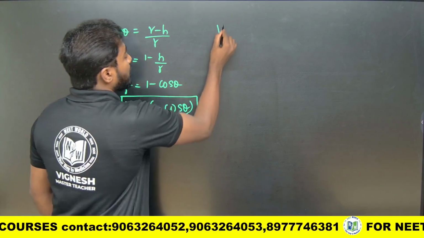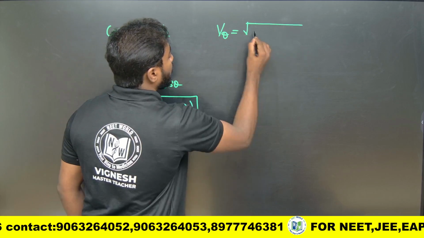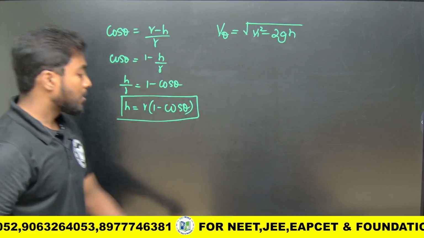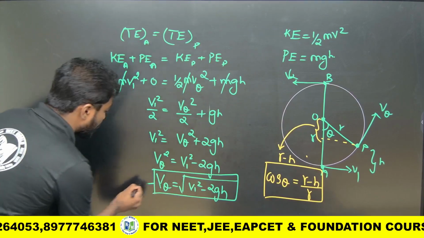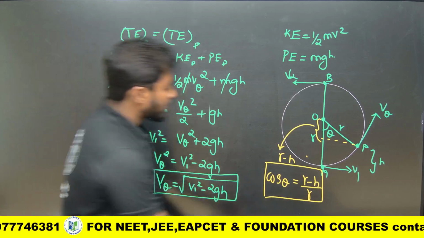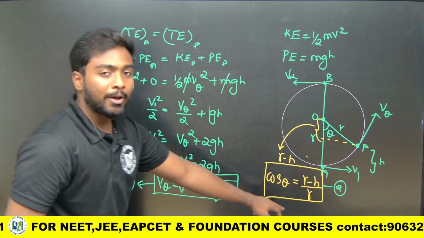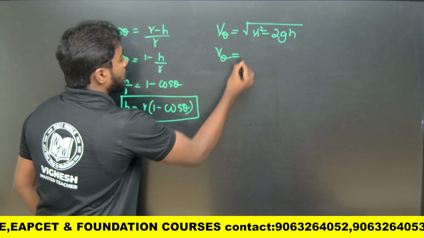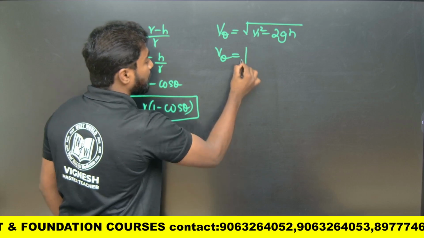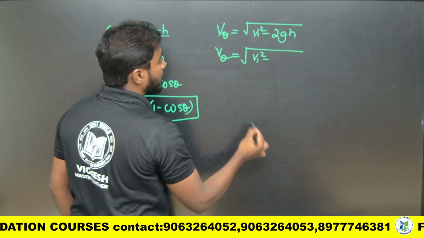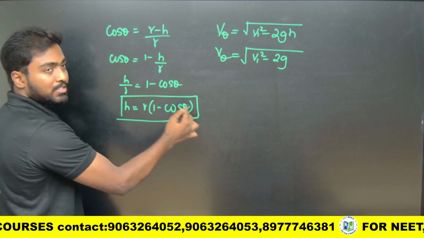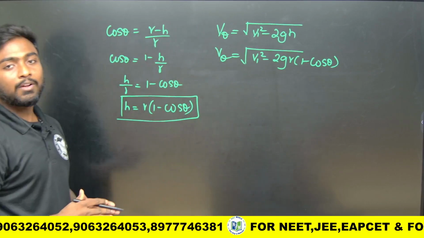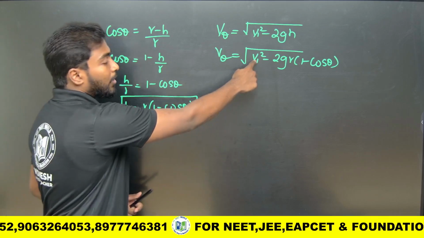We know that v theta is equal to under root of v1 square minus 2gh. Let me consider this as equation number 1, and the value of h as equation number 2. Equation 2 is substituted in equation 1, so v theta is equal to under root of v1 square minus 2g, where the value of h is r into 1 minus cos theta. So this is the velocity at any point, with respect to the velocity v1 we have taken.